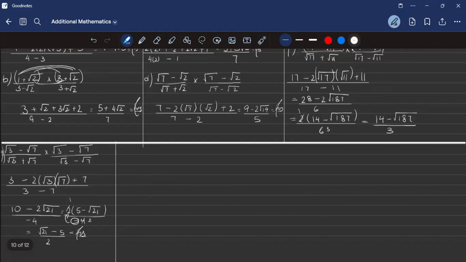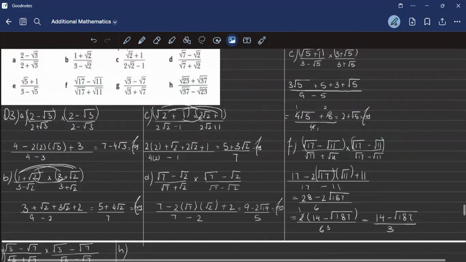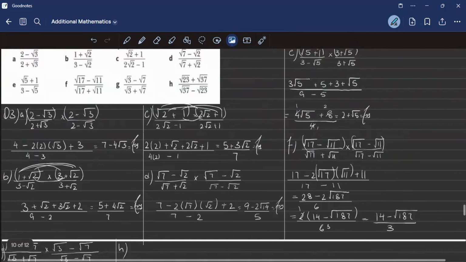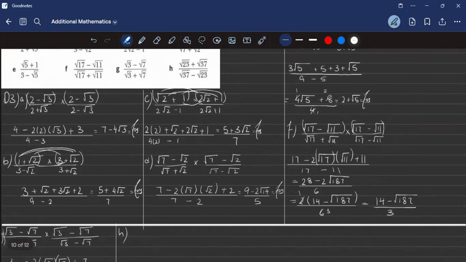For part H, let's check it out. We've done part G, we have done part F, and now H. √23 plus √37, just copy that down, divided by √37 minus √23.